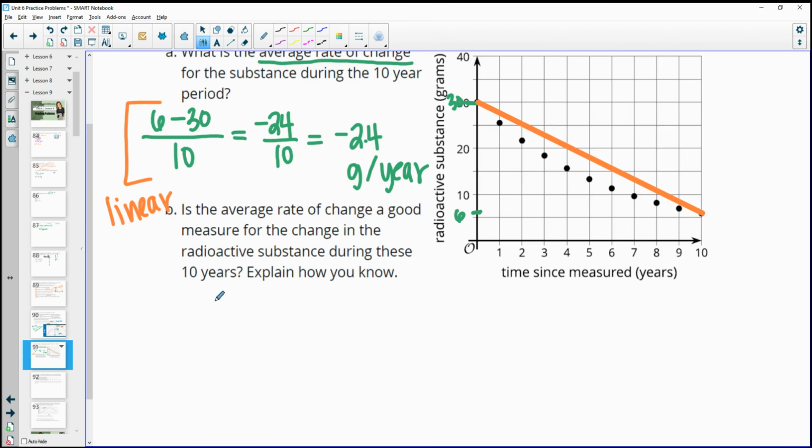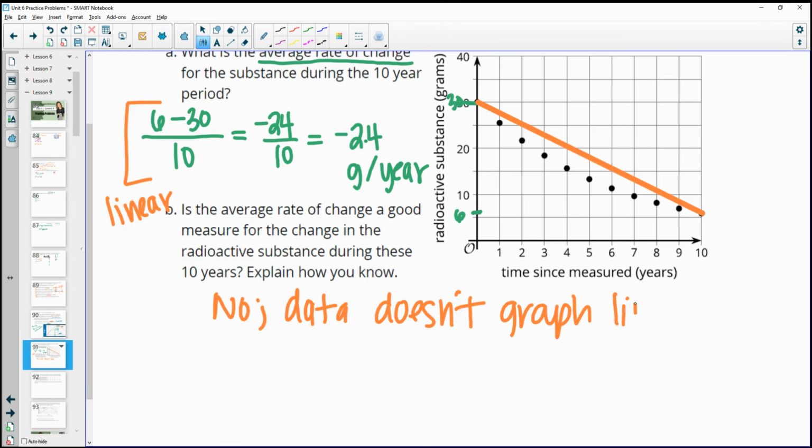So in this case, it doesn't, because most of these dots are not on the line. So no, because the data doesn't graph linear. Okay, or the dots aren't on the line, the dots don't make a straight line, something like that.